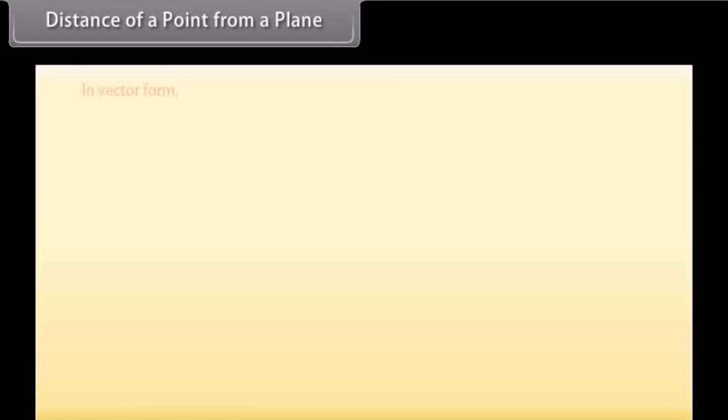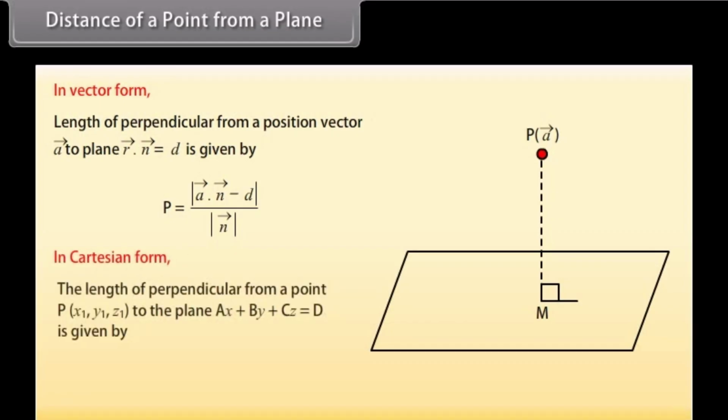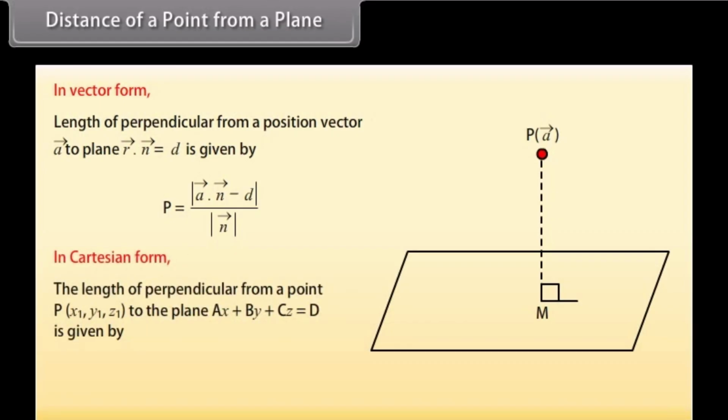Distance of a point from a plane. In vector form, the length of perpendicular from a position vector A to the plane dot product of vector r and vector n equals d is given by the formula. In Cartesian form, the length of perpendicular from a point P, x1, y1, z1 to the plane ax plus by plus cz equals d is given by the formula.